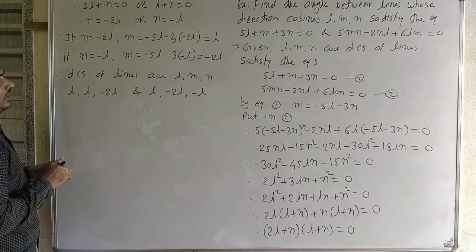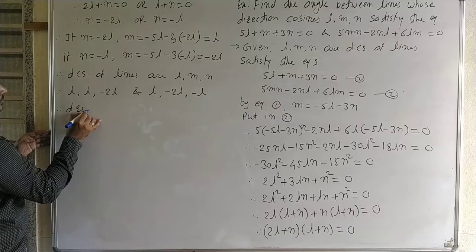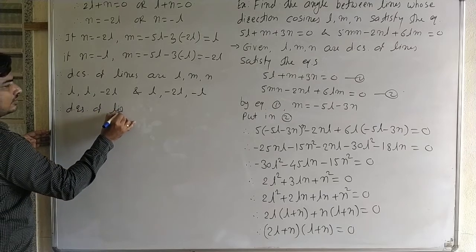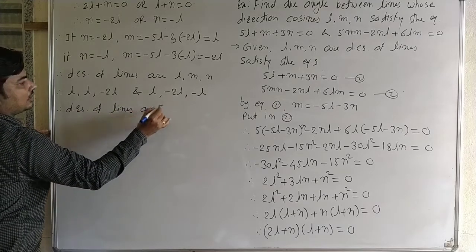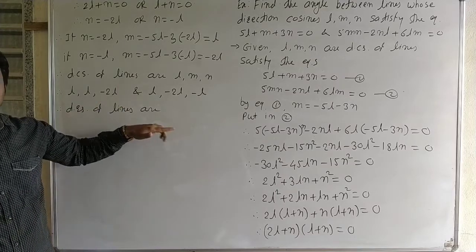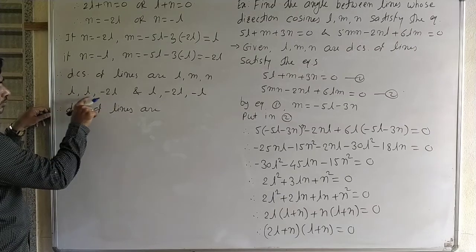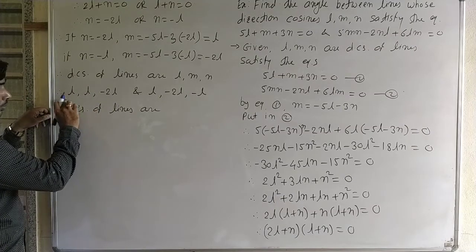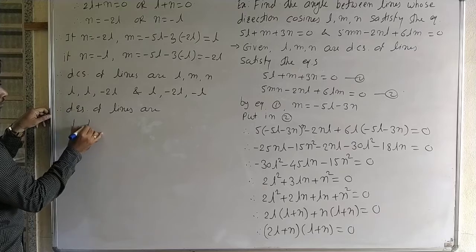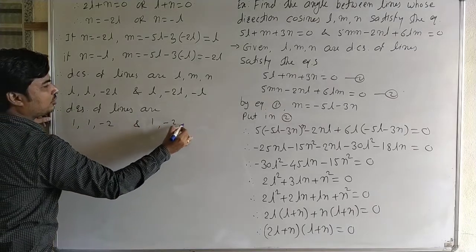Therefore the direction ratios of the lines are, direction ratios are the proportional numbers to the direction cosines. Therefore the direction cosines of the first line, then direction ratios proportional to this, it is 1, 1 and minus 2, and it is 1, minus 2 and minus 1.